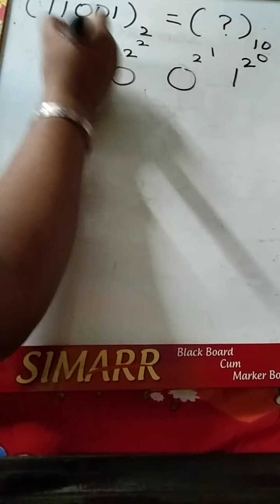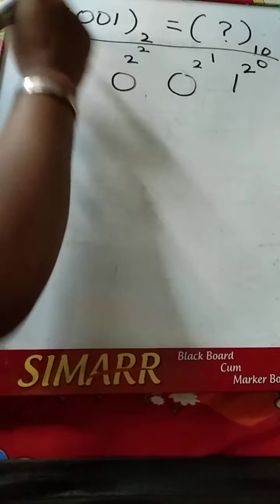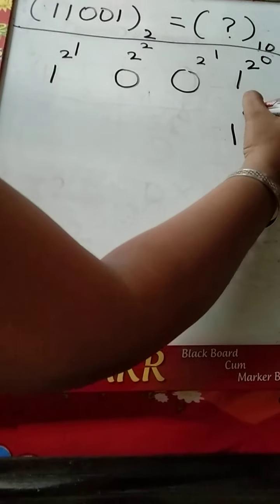Here 2 raised to power 1, and here the number is 1. So I take a number 1 and write it with 2 raised to power 4. Now I can solve this. We can start to solve it from this side.